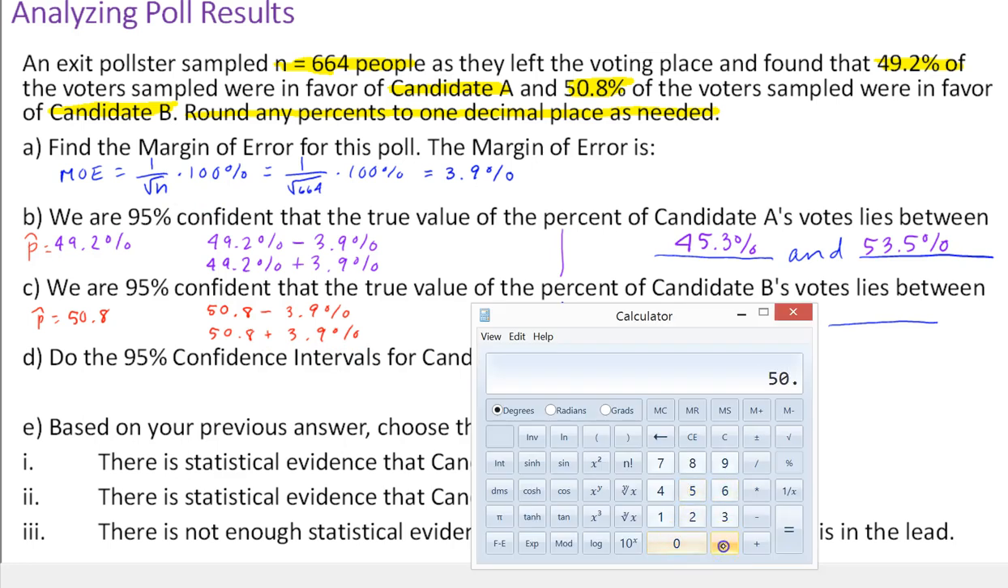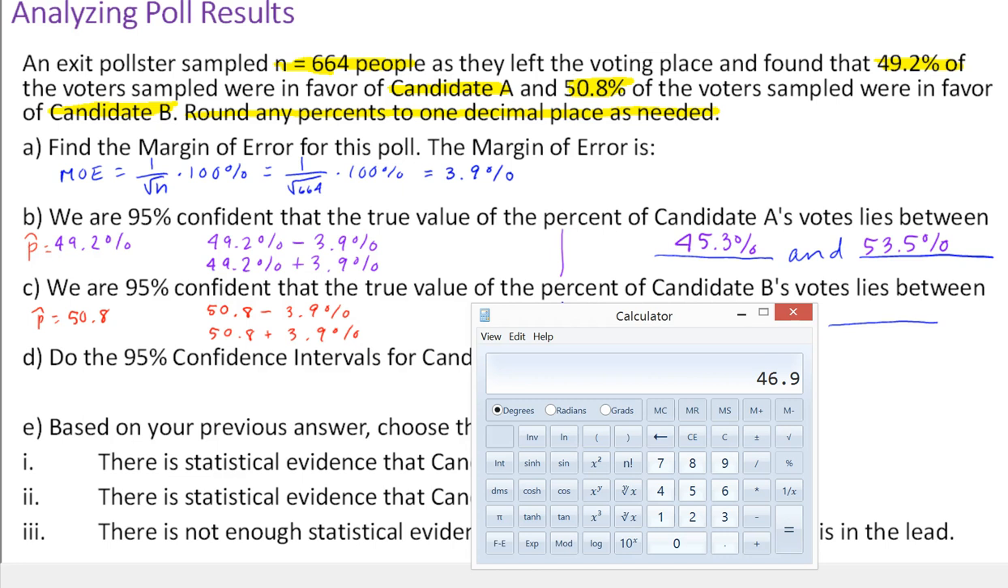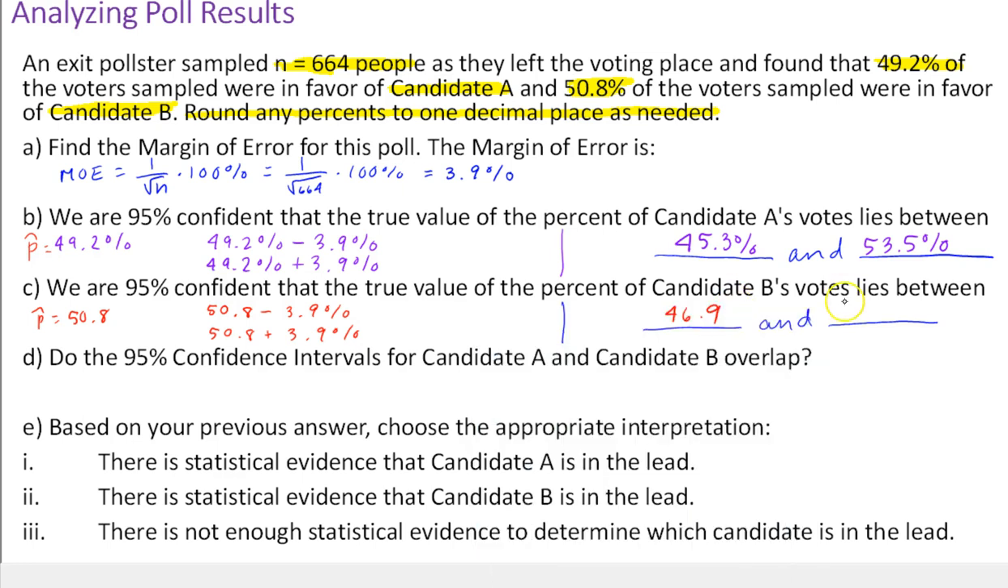So 50.8 minus 3.9 equals 46.9. And 50.8 plus 3.9 is 54.7%. So we're 95% confident that the true value of the percent of candidate B's votes lies between 46.9 and 54.7.